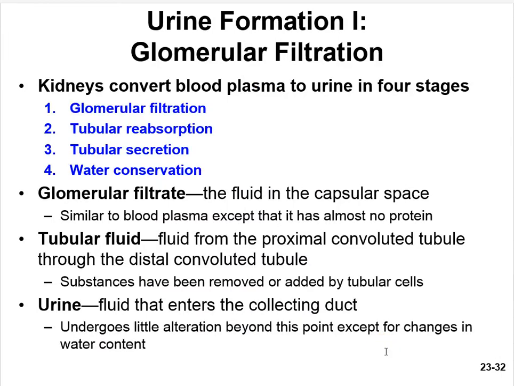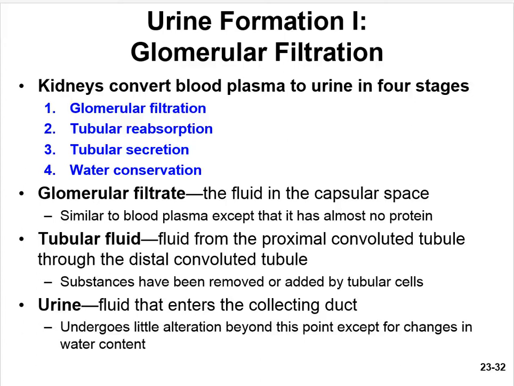So the kidneys convert blood plasma to urine in 4 stages: glomerular filtration, tubular reabsorption, secretion, and then water conservation. The glomerular filtrate is the fluid that's in the capsular space. It's similar to blood plasma, but it doesn't have the amount of proteins. Proteins are big molecules. They tend to stay in the blood and not get filtered out, as well as the blood cells are too big. They're not going to be filtered out either.